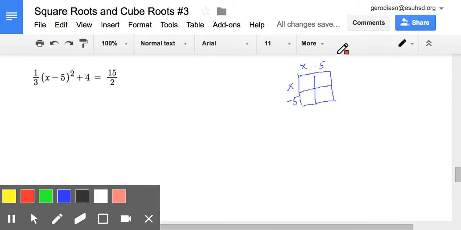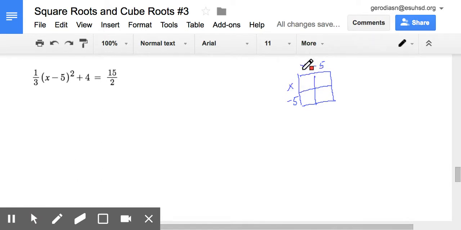So now let's multiply. We're going to have x times x is x squared. X times negative 5 is negative 5x. Negative 5 times x is negative 5x. And negative 5 times negative 5 is positive 25. Therefore, the area of the square is equal to x squared, negative 5x and another negative 5x is negative 10x, and then positive 25.